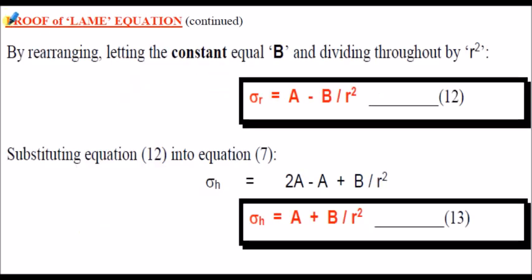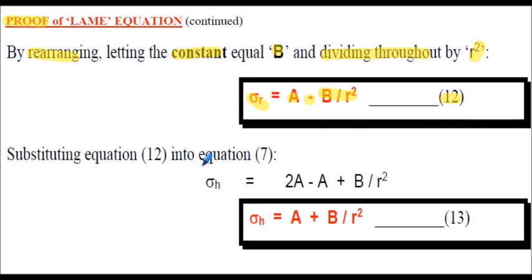Proof continued. By rearranging the equation on the previous slide, letting the constant equal B and dividing throughout by r squared, we can show that the radial stress is equal to A minus B divided by r squared. So equation 12 is the radial stress equation.